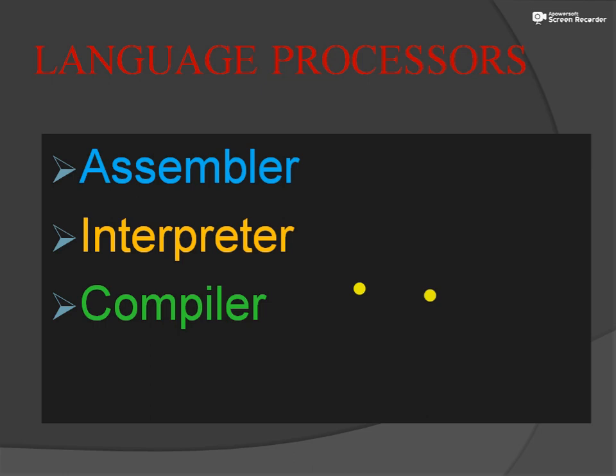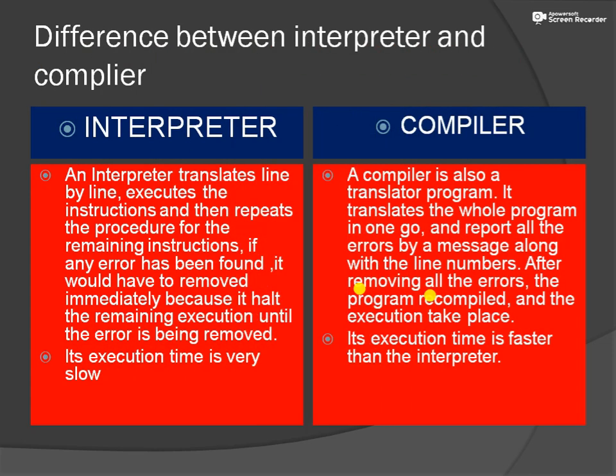There are three types of language processor: assembler, interpreter and compiler. Assembler is used to convert assembly language program into machine language. In brief, we will discuss assembler in our upcoming chapters. Now I am going to tell you about the interpreter and the compiler. How is interpreter different from compiler?